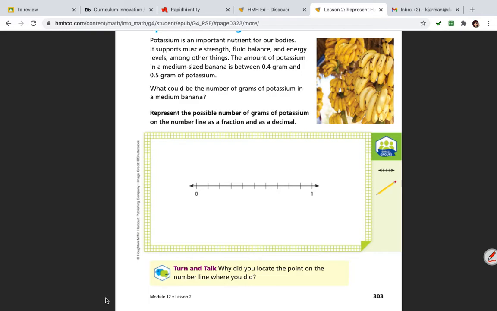The amount of potassium in a medium-sized banana is between 4/10 grams and 5/10. So this is showing us tenths. And on the number line, we're going to look at tenths. So what could be the number of grams of potassium in a medium banana? It's between 4/10 and 5/10. I want you to think of tenths and hundredths as change. So think of between 4 dimes and 5 dimes.